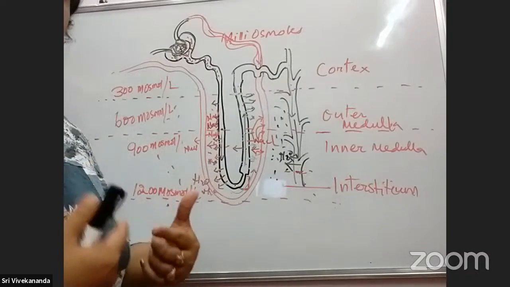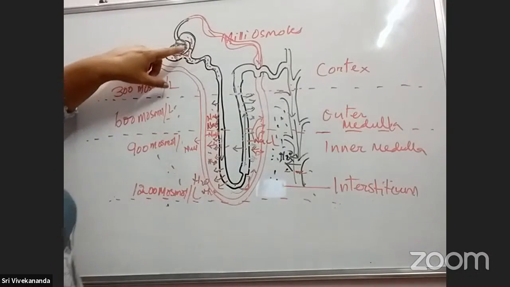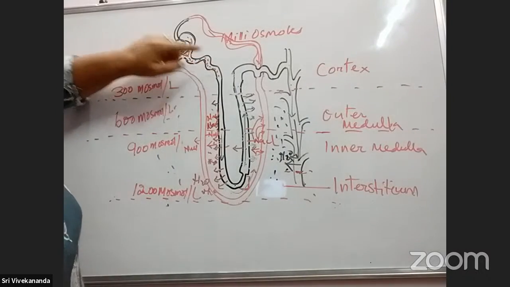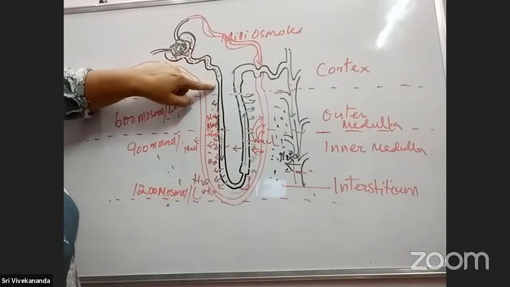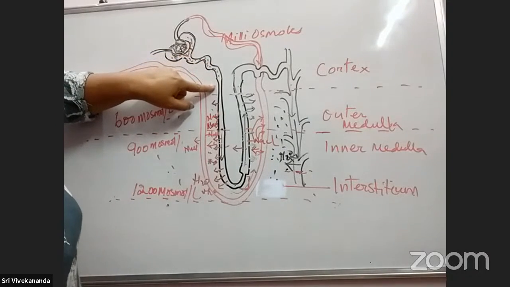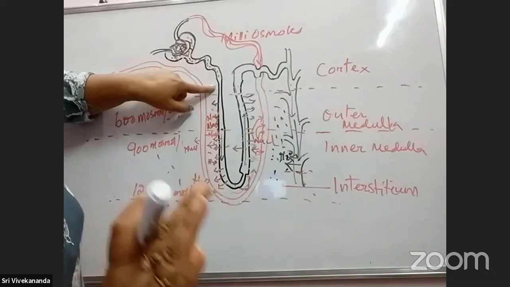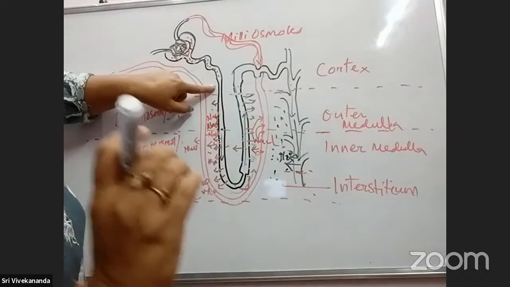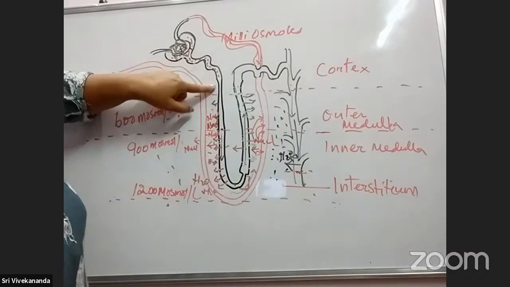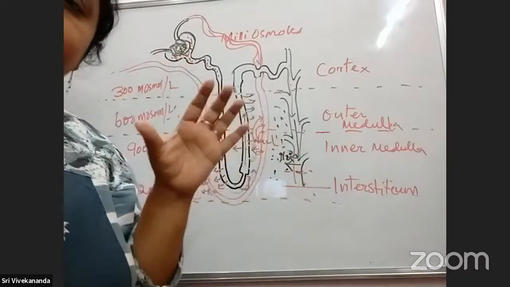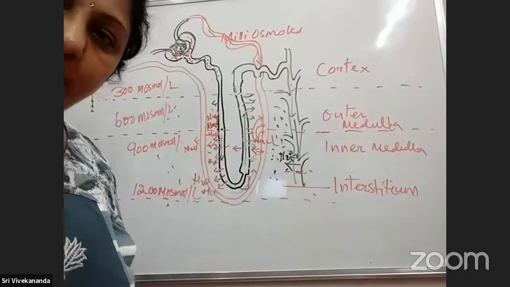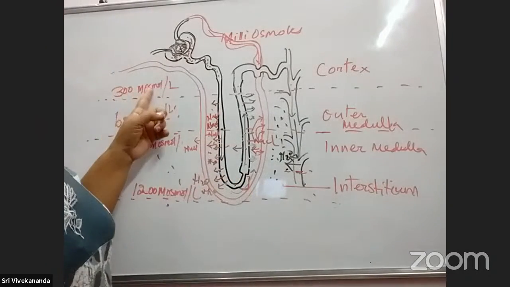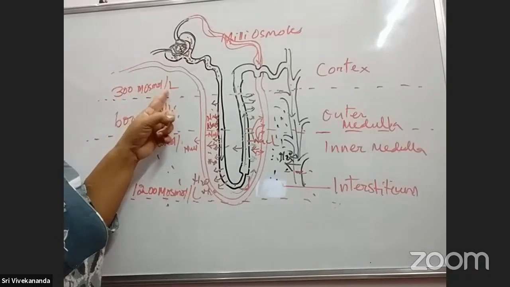Just to make you understand, I'm trying another trick. So the filtrate is coming here, through the PCT. What is the osmolarity here up to this? 300, ma'am. 300 osmolarity. It is 300 milliosmoles per liter. That means per liter of the filtrate, the osmolarity of electrolytes is 300.